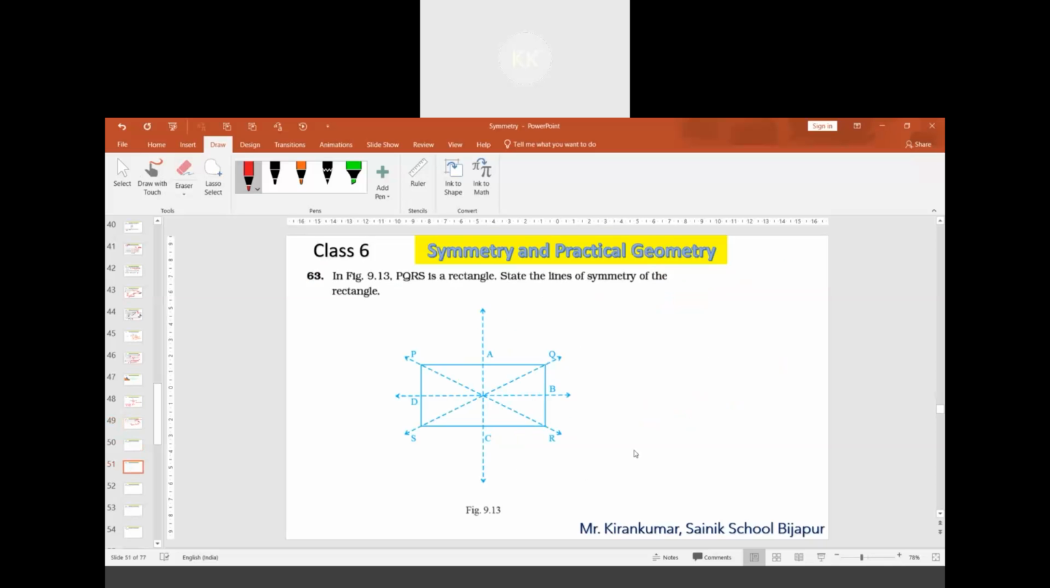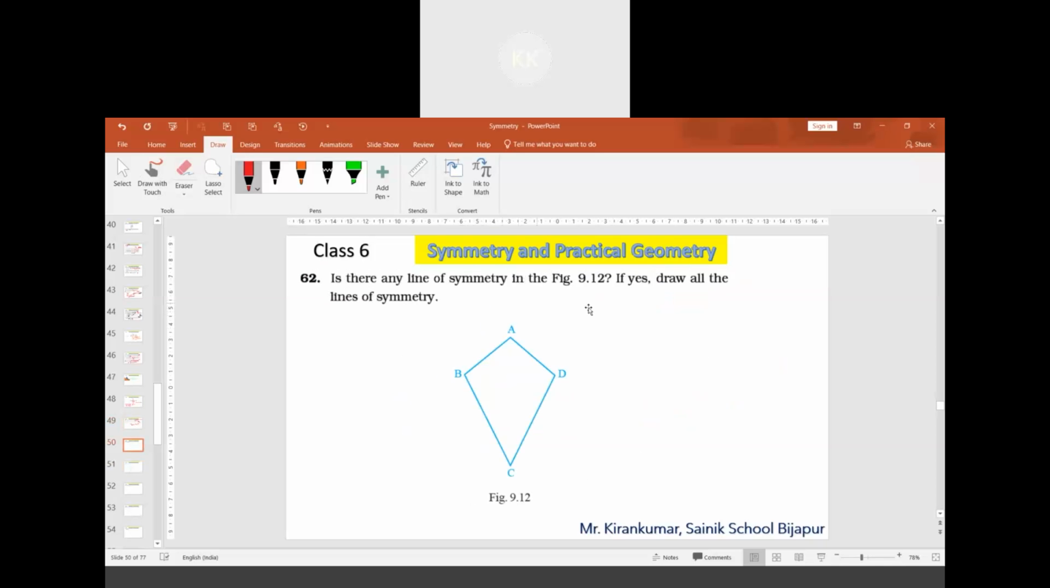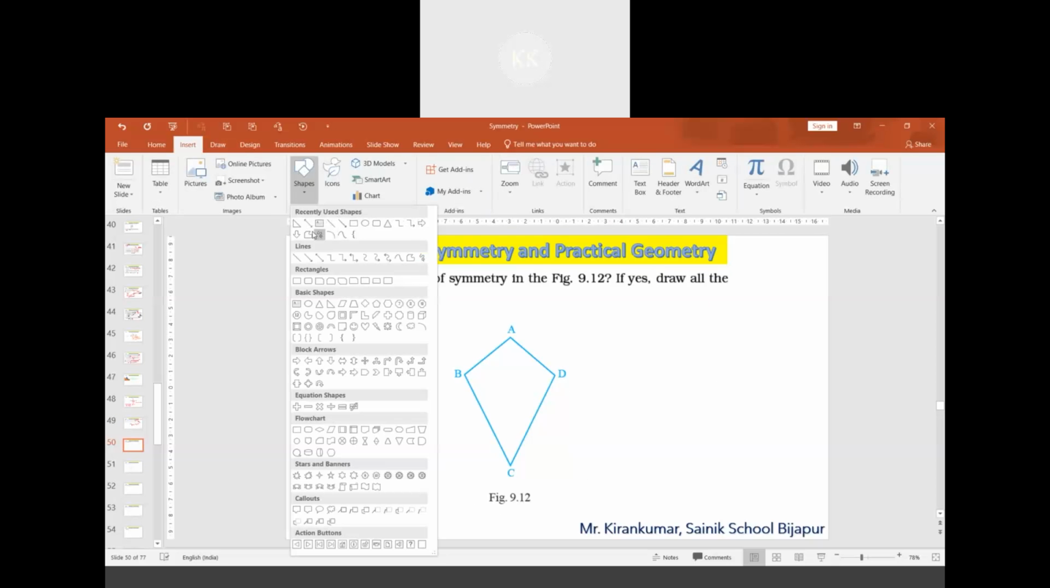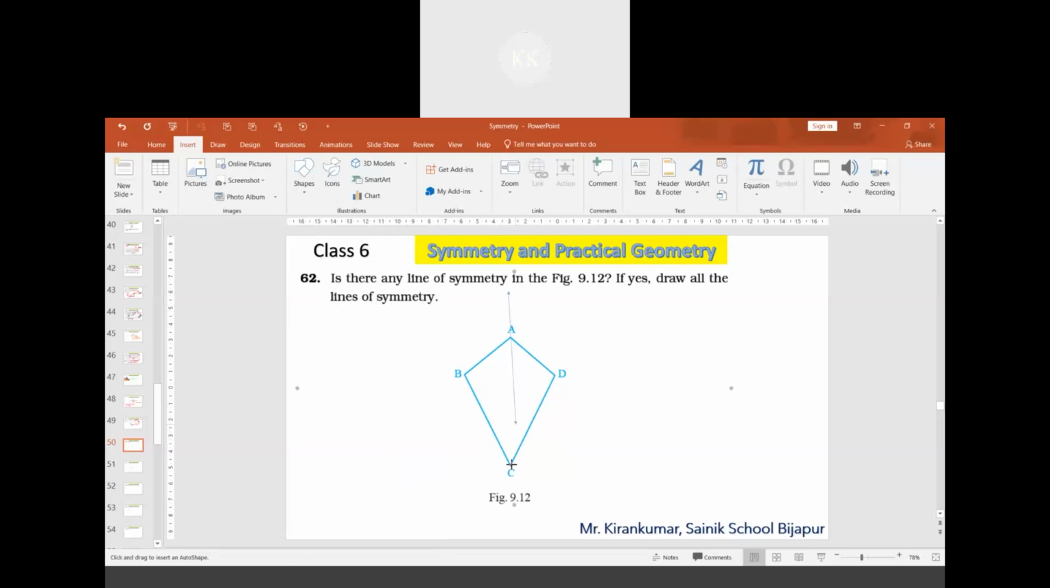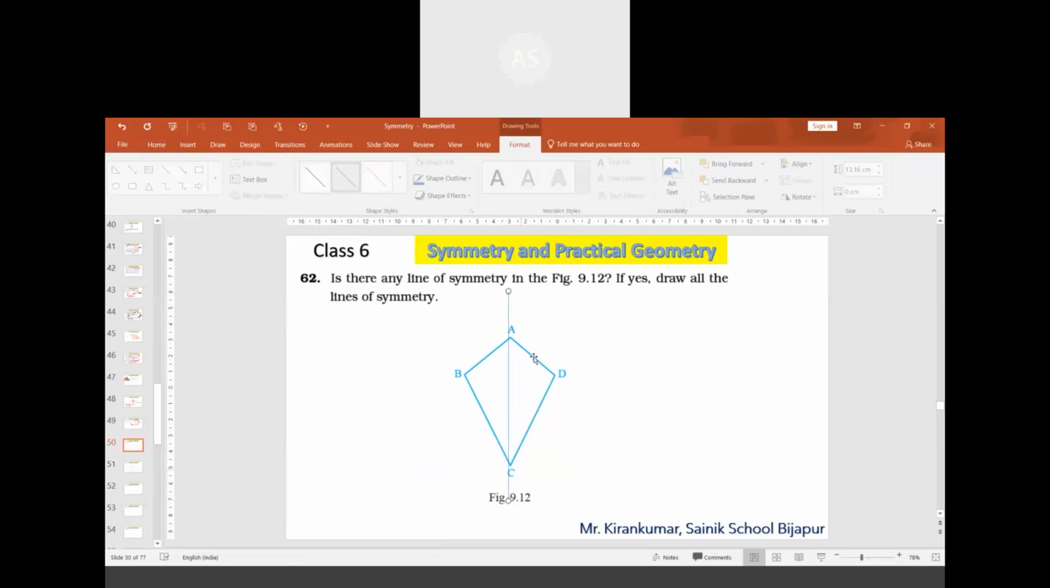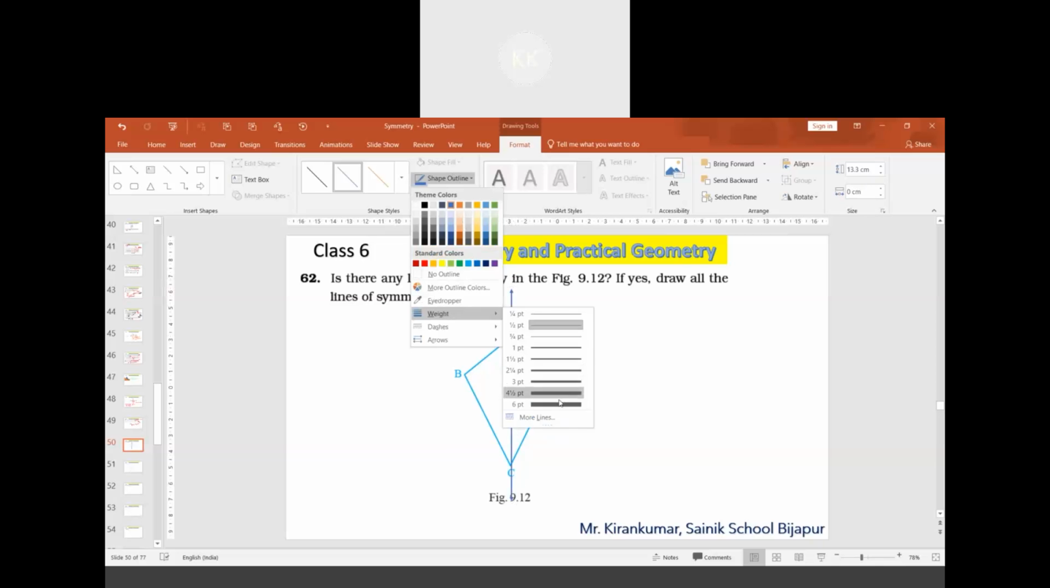Moving on to the next one, question 62. Is there any line of symmetry in this figure? If yes, draw the line of symmetry. AC, sir. There can be only one line of symmetry, a vertical line of symmetry. What is the name of the figure? It is a kite. So a kite will have only one line of symmetry.